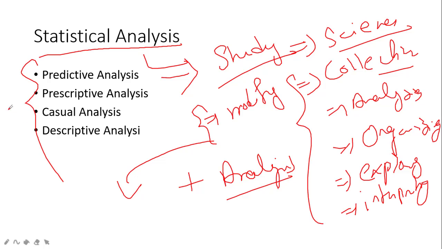Basically, statistics has lots of types. Among them there are some important types, which I have included because they are more used for understanding how to analyze data. We have predictive analysis, prescriptive analysis, causal analysis, and descriptive analysis. Each analysis has its own concept, methodology and way. So this is what exactly basic analysis is about. I hope you're clear with this analysis concept and the statistical analysis concept.